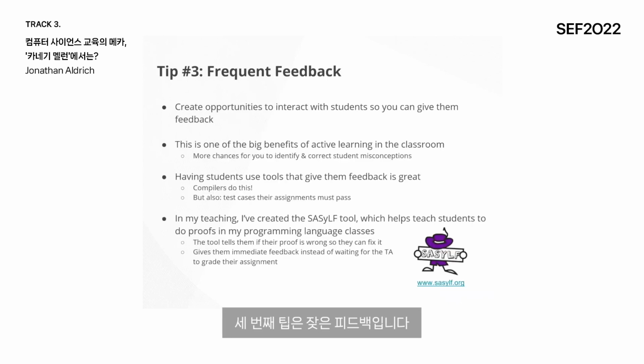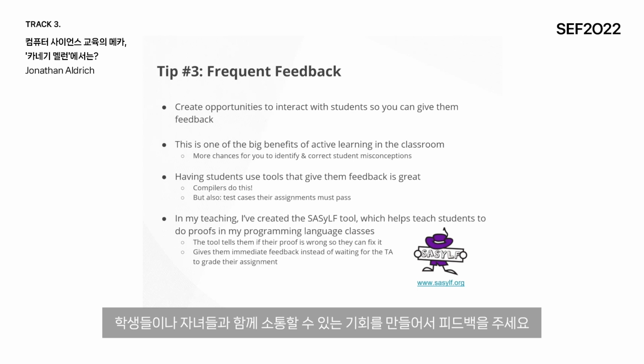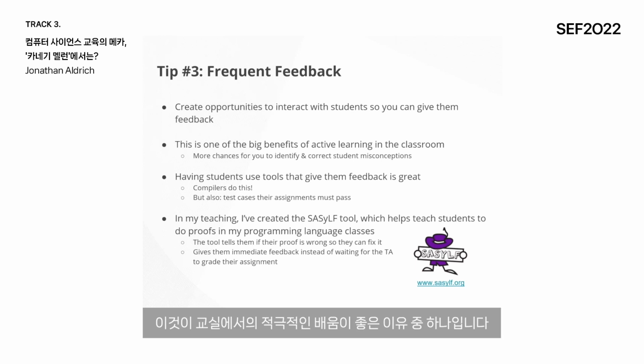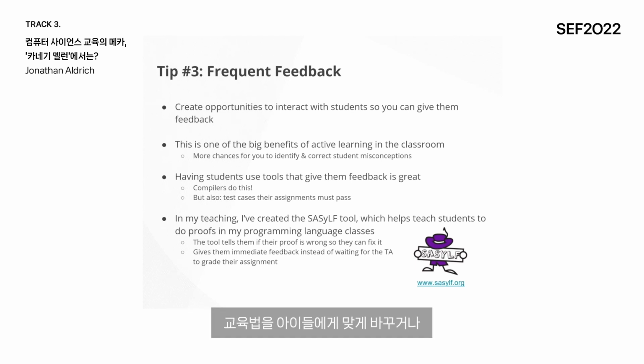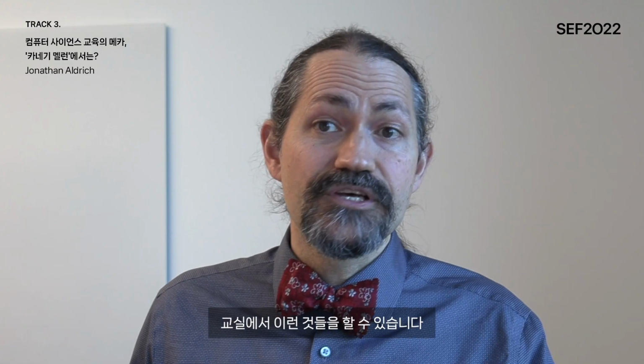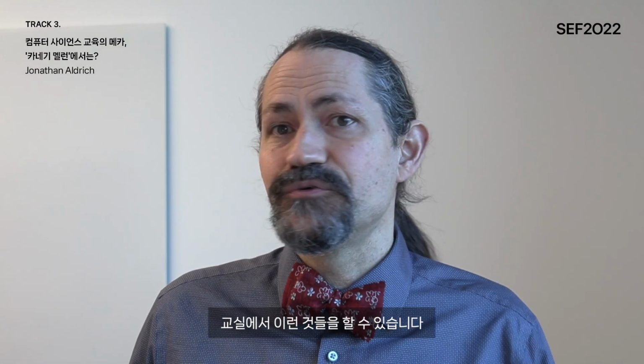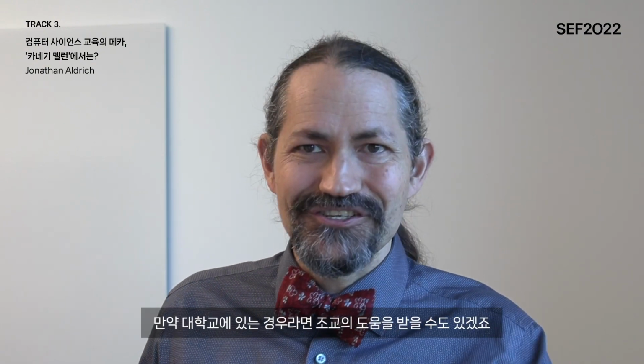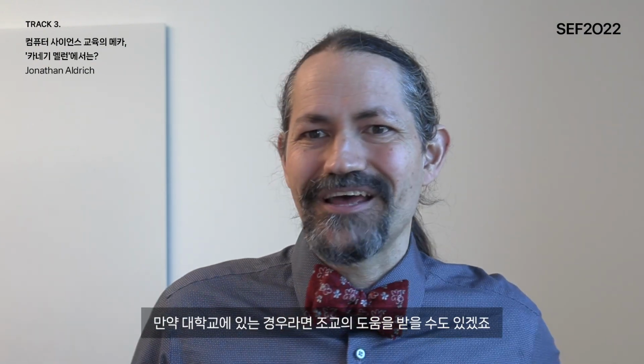A third tip is frequent feedback. Find ways to create opportunities to interact with your students, with your children, so that you can give them feedback. This is one of the big benefits of active learning in the classroom. There are more chances for you to find students, see what's going on, adapt your teaching to them, and correct student misconceptions that might crop up. You can do this with them in your class. You can do it in office hours. Your teaching assistants can work with them if you're in a university setting.